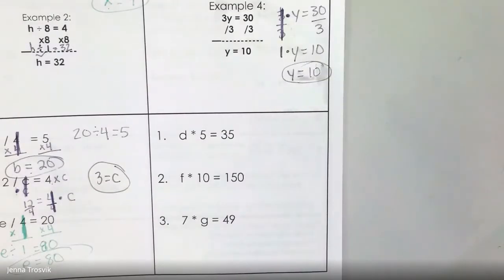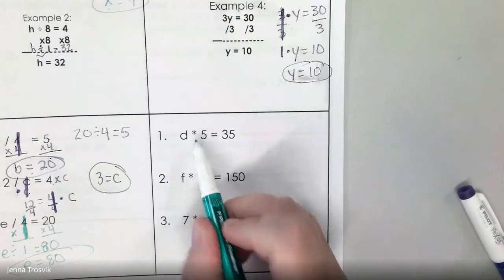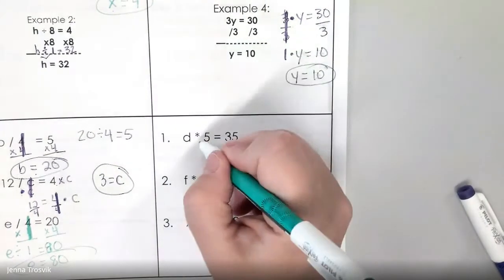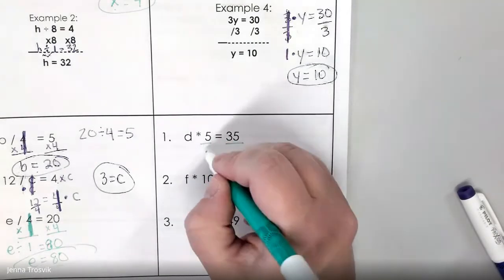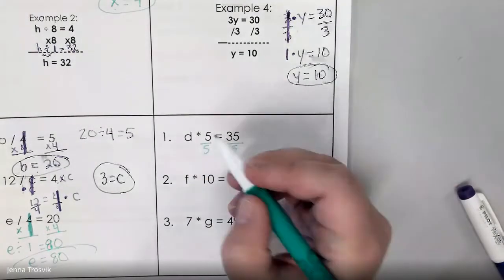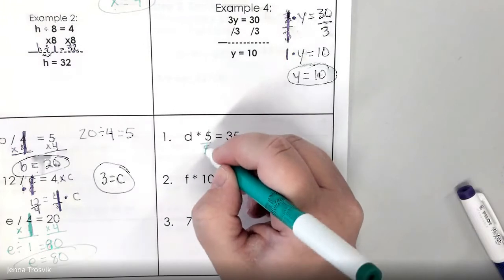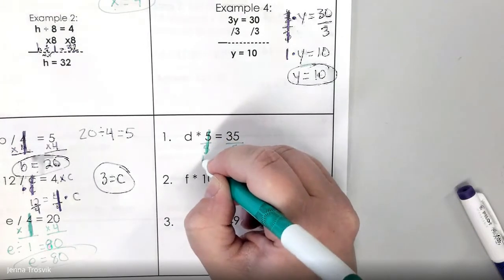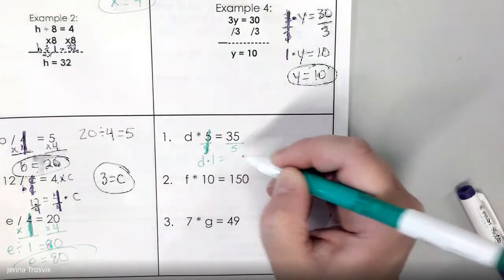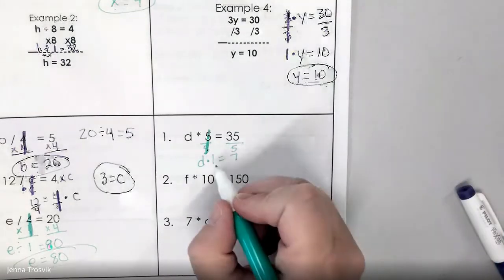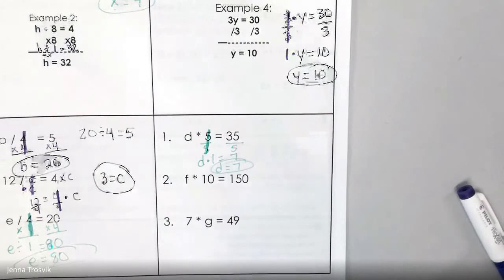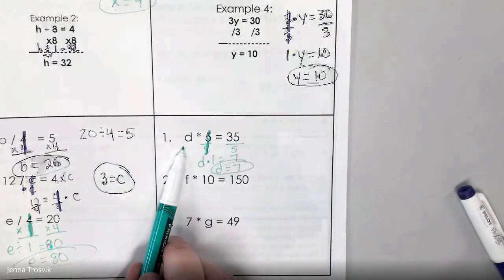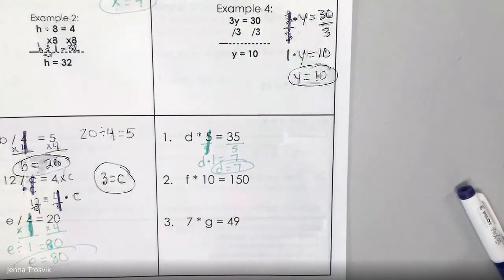All right, number 1 on the multiplication side, the opposite of multiply is divide. So we're going to use division to help us solve. If I'm multiplying by 5, I'm going to divide by 5. That leaves me with d times 1 equals 35 divided by 5, which equals 7. D times 1 is d, so d equals 7. If I were to put 7 back in and check it, 7 times 5 equals 35.